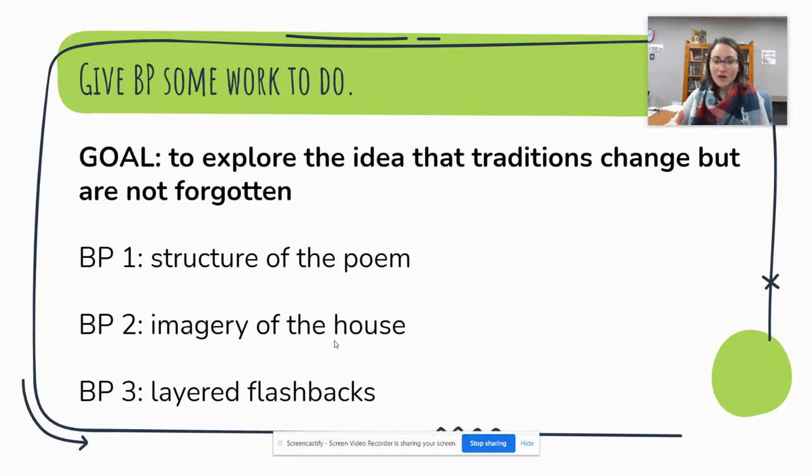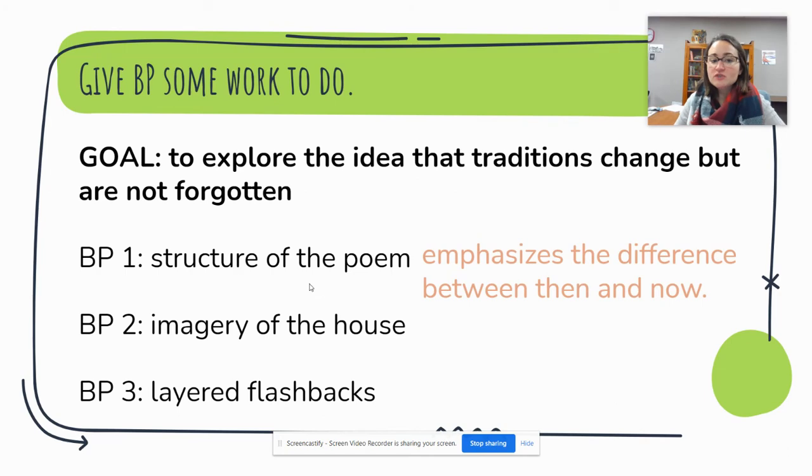So for body paragraph 1, it's not enough to just say the structure of the poem. We need to say, okay, what are we trying to do with the structure of the poem? Or what did Heaney do? What does the author do with the structure? So I'm going to say the structure of the poem emphasizes the difference between then and now. Am I focusing on all of my exploration statement? You bet your butt I'm not. To explore the idea that traditions change but are not forgotten. Oh, I'm emphasizing the difference between then and now, that traditions change. That's my focus for body paragraph 1. I don't have to focus on the whole thesis or the whole exploration phrase.